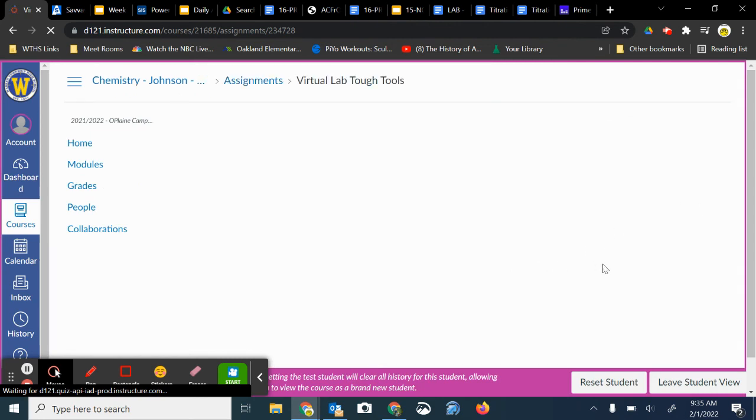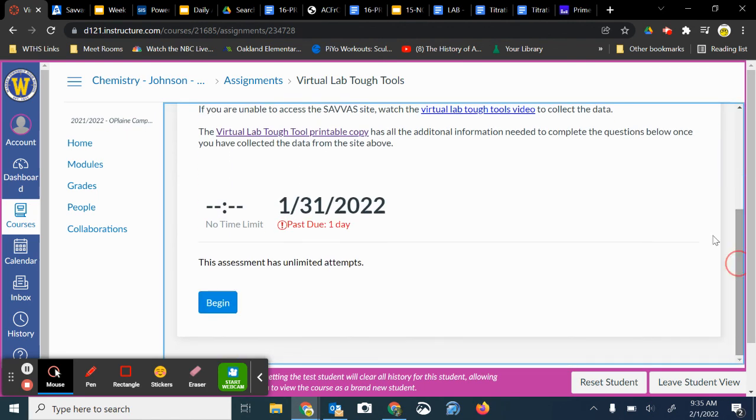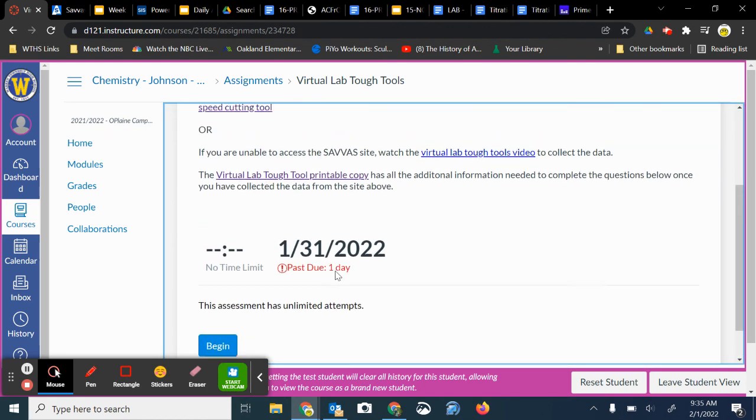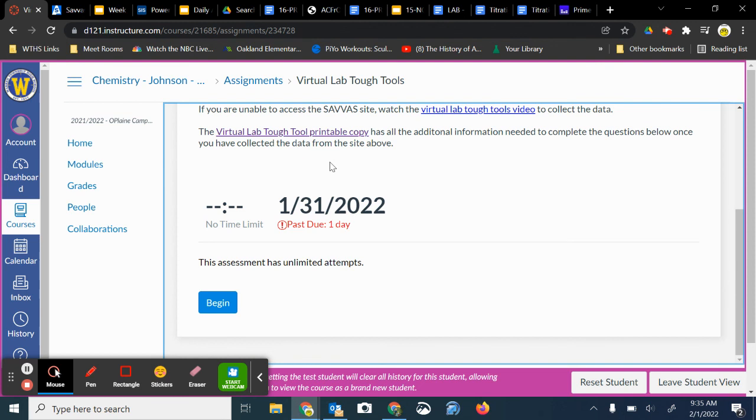I'm going to see if we can show you what you're going to see. All right, so here is the lab link again if you need it. And then here is a video if you're having trouble reaching the Savvas site, you can go through that. All right, so you're going to hit begin and you're going to answer the questions. It'll ask you to put in some data and then analyze what you already had written down on your paper. Submit this when you're done. And if you're submitting it past the 31st, make sure to fill in the submission late link so that I know it is late and why. And then we'll go from there. All right. That's Monday, January 31st.